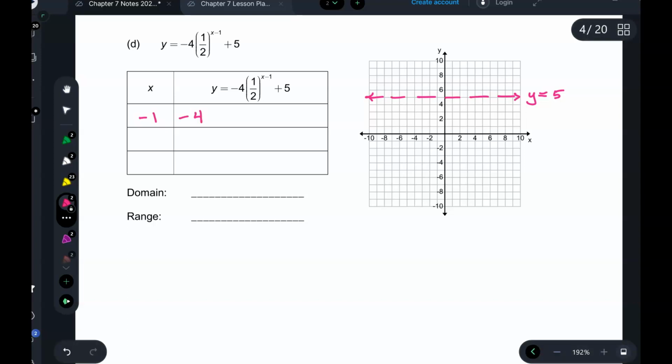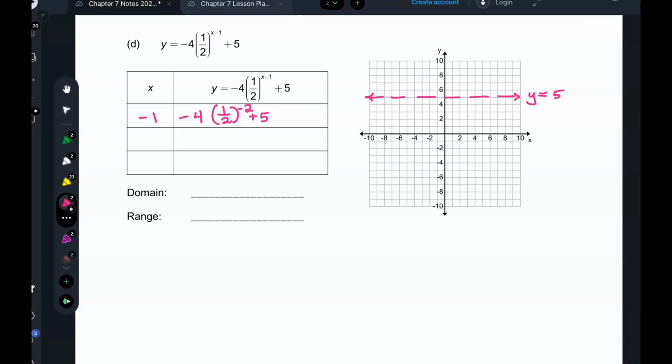So here, this will be 1/2 to the -2 plus 5, times -4. But wait, doesn't that take the reciprocal? Yes. So 1/2 to the -2 would be 2 squared, which is 4. So that'll be -11. That one kind of went off the graph a little bit. Why don't we get closer to the line?